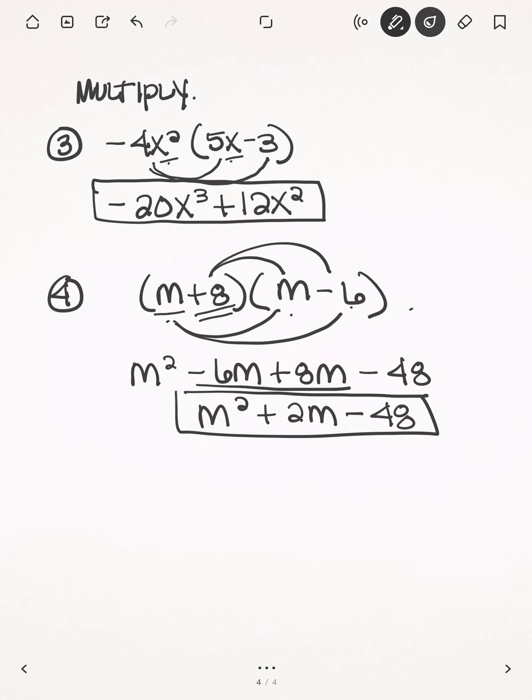Okay, continuing. This time we're going to solve an equation, and the directions are going to say solve for x. Make sure you show all your work. This is number 5.